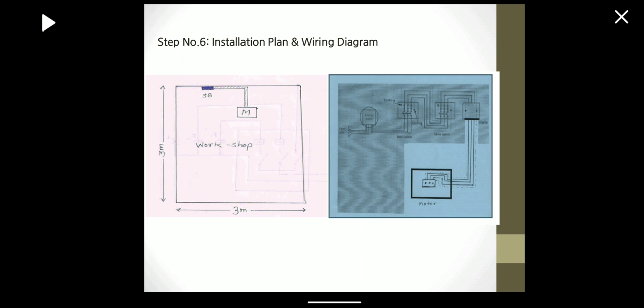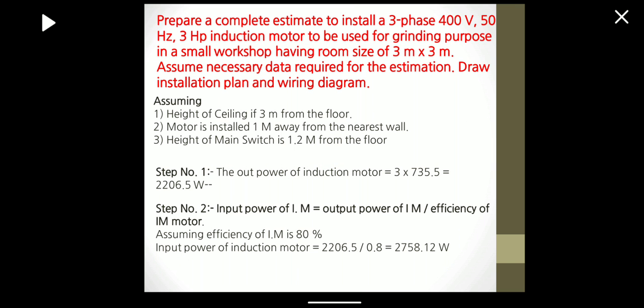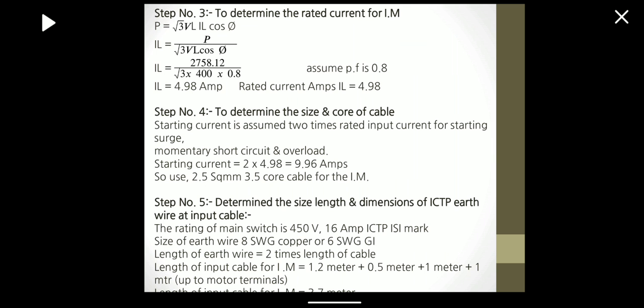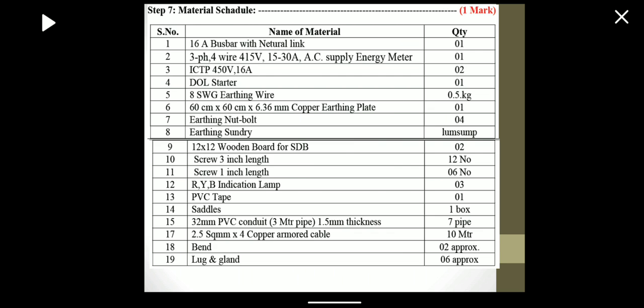So this is the first numerical for the small workshop. It has only a 3 HP motor and 3 by 3 dimension. So this is the way to calculate the material schedule.